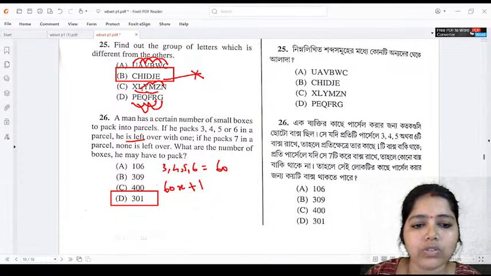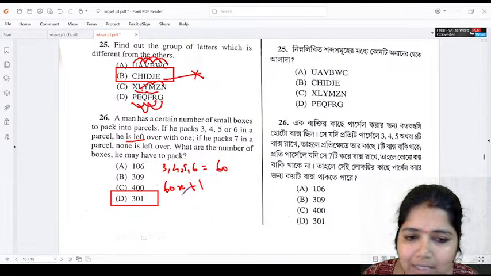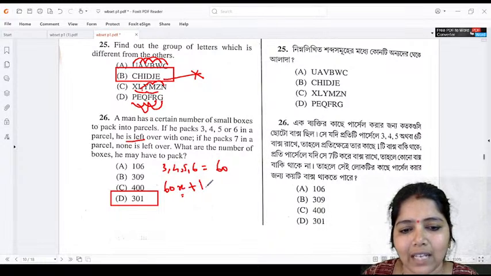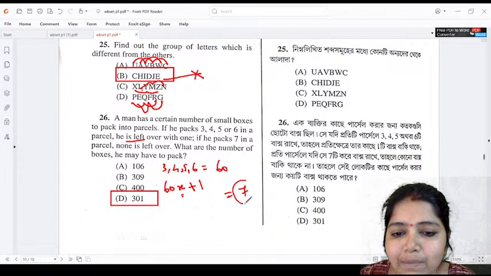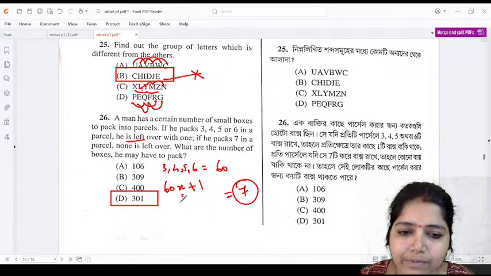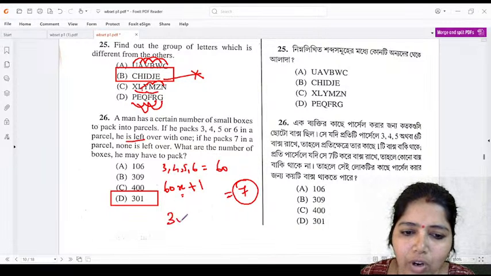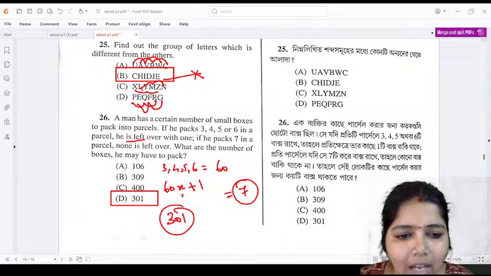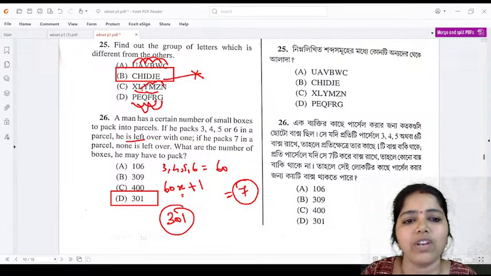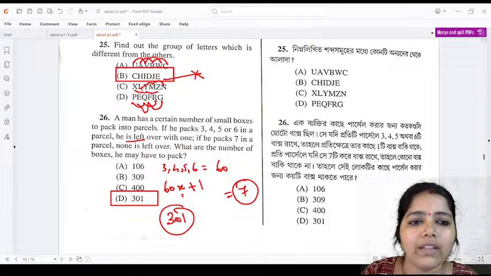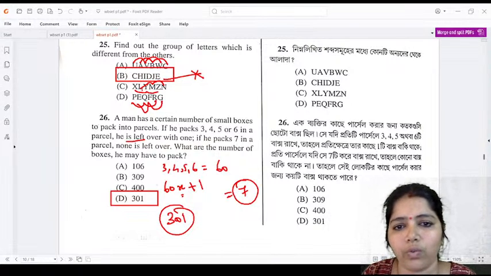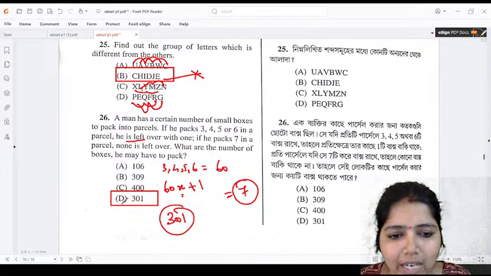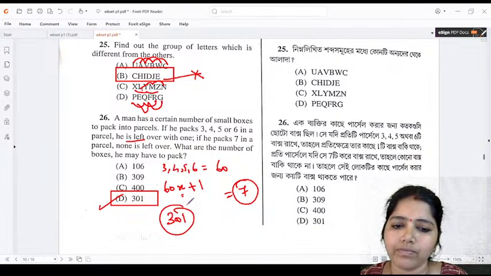So I just want to substitute some number for this X which should make it divisible by 7. If I take 5, this will become 301. This 301 is divisible by 7. So the right answer for this question is 301. We have to pack 301 boxes. Right answer is 301.